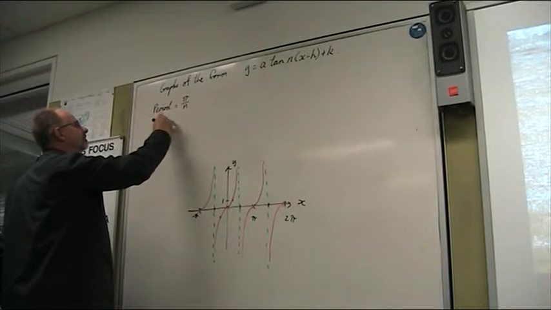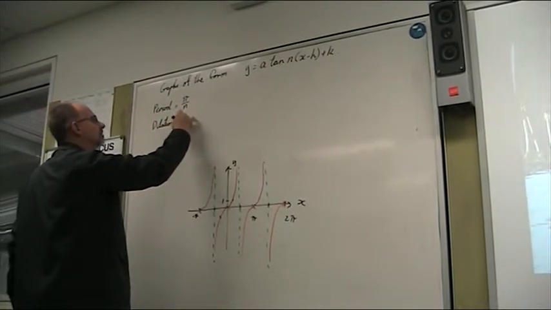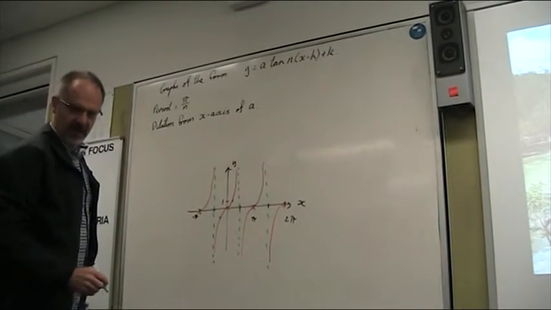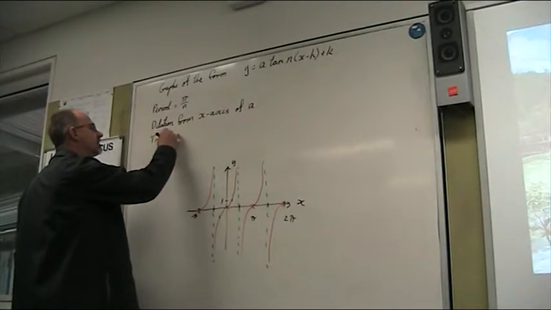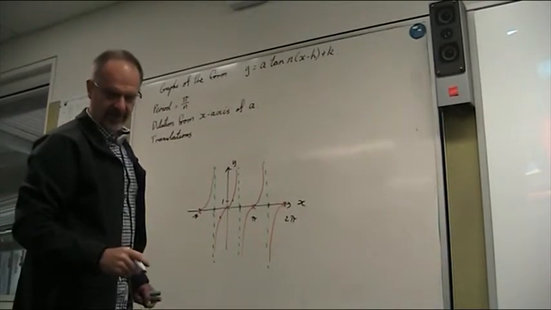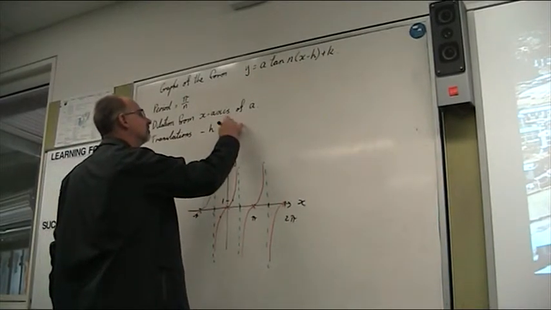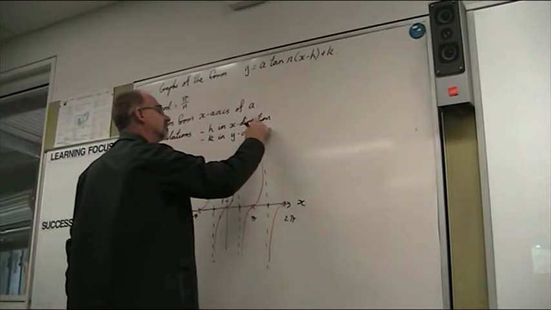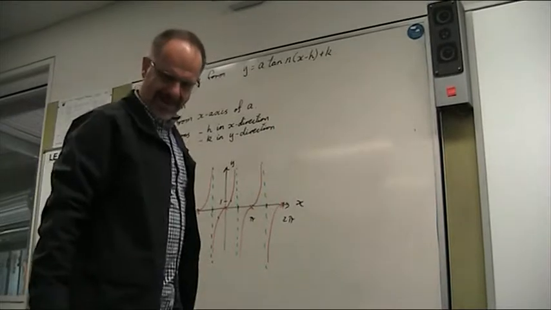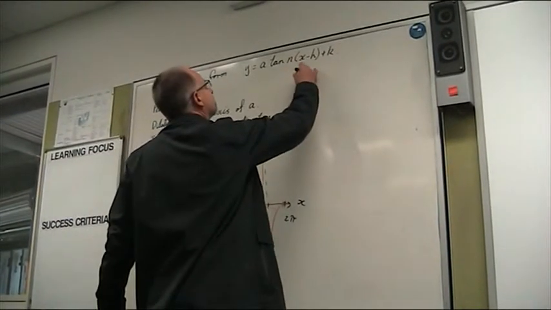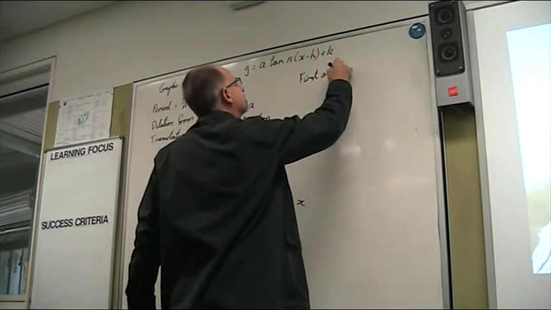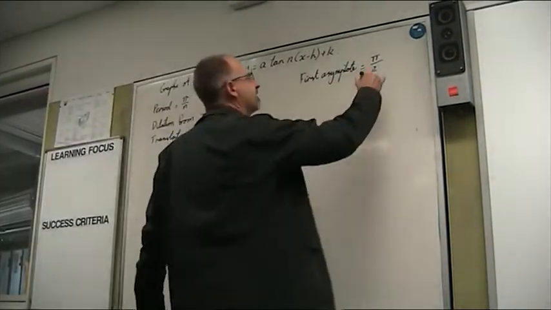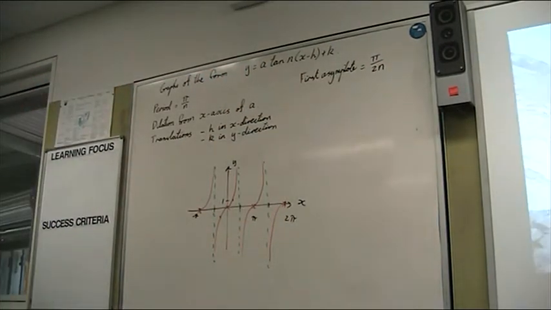We've got, of course, a dilation from the x-axis of A, and then we have translations, and they're the H and the K as well, and K in the Y direction. Now our first asymptote was pi on 2, but when we have put the dilation in, it becomes pi over 2n.